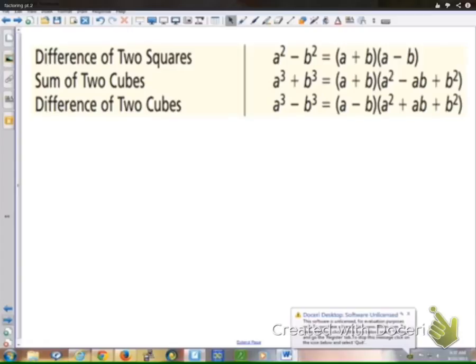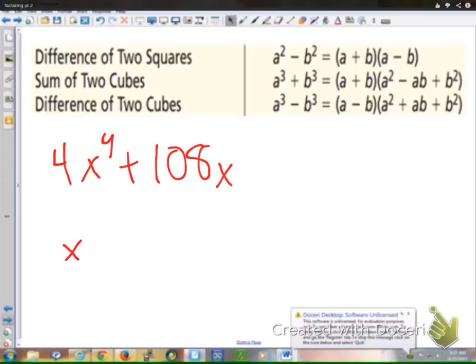Wait, which one do we write? When you do these, here's an example of one. Let's say we had 4x to the 4th plus 108x. Step 1. Is there anything in common we can take out of that? X, and what else? 2. You could take out a 2. In fact, you could take out 2 2's. And when you factored out that 4x, you would get x cubed plus 27.